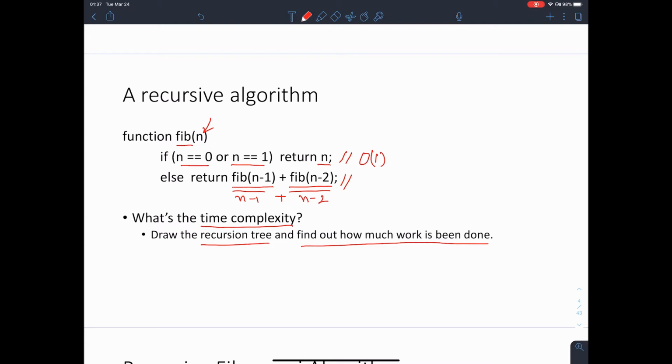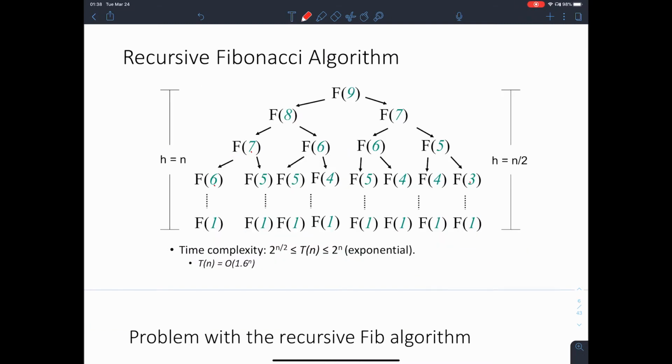So if we try to write down the runtime recurrence for n, what we can write is T(n-1) + T(n-2) plus some constant work. Let's take a look at the recursive tree, or recursion tree, for this recursive Fibonacci algorithm.